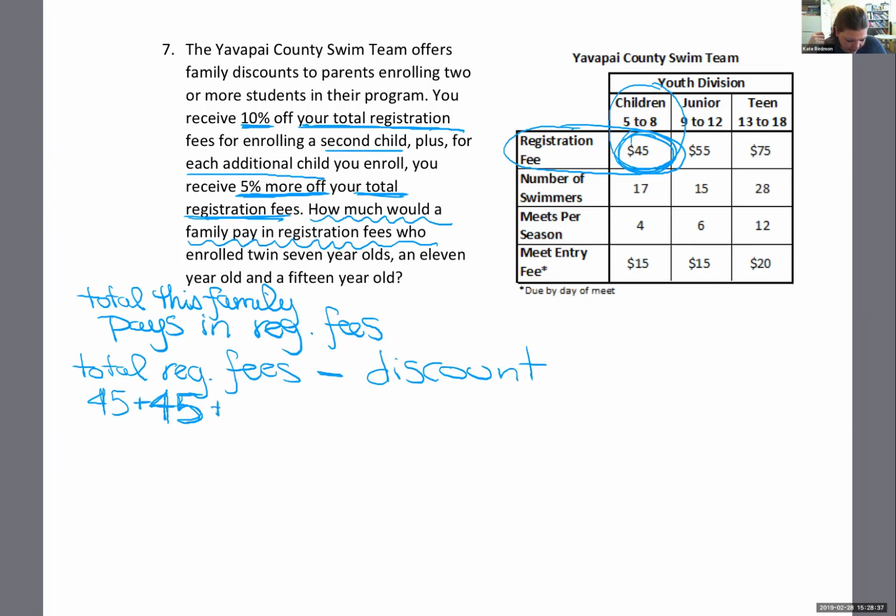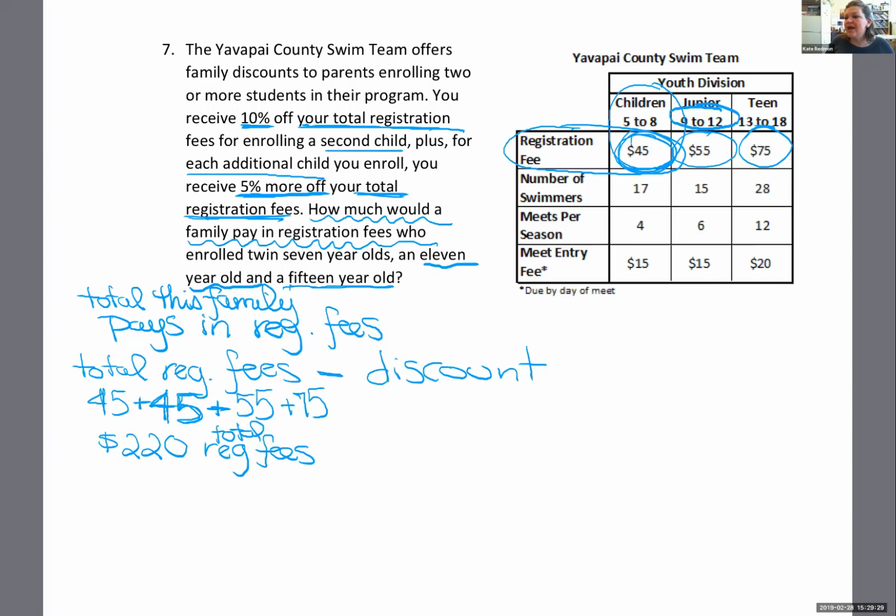Okay, now let's add on our other kids. Okay, so next child I want to enroll is an 11-year-old. How much is that going to cost me? $55. Exactly. An 11-year-old falls in the 9 to 12 range, so that will be $55. And now I also want to enroll my 15-year-old. How much is my 15-year-old's registration going to be? $75. 75. So I'll add 75 into that. Okay. I'm just going to do this work on the side here before I talk about minusing out the discount. So 45 plus 45 plus 55 plus 75 gives me $220 in total registration fees.